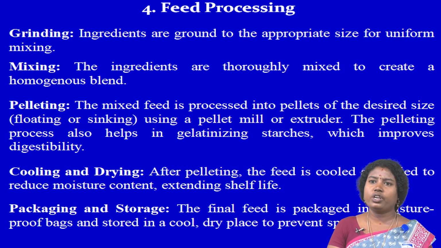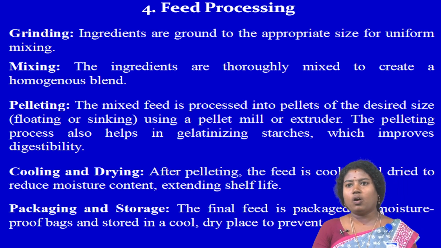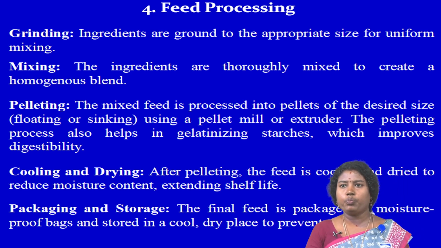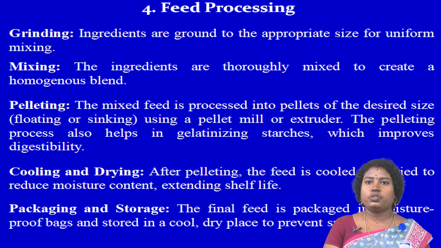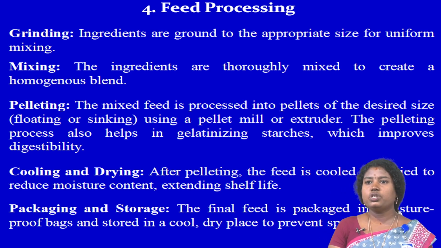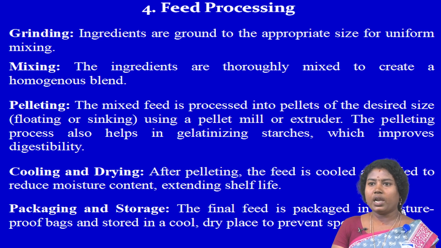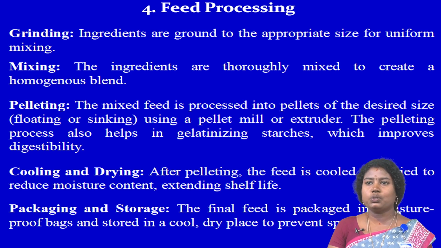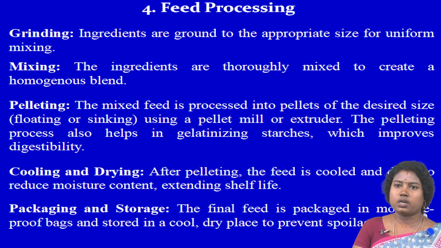Pelleting. The mixed feed is processed into pellets of the desired size, floating or sinking, using a pellet mill or extruder. The pelleting process also helps in gelatinizing starches, which improves digestibility. Pellets can range from 1 mm to over 10 mm in diameter, depending upon the species and life stage of the fish.